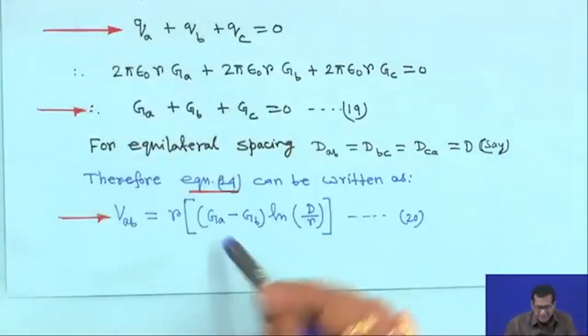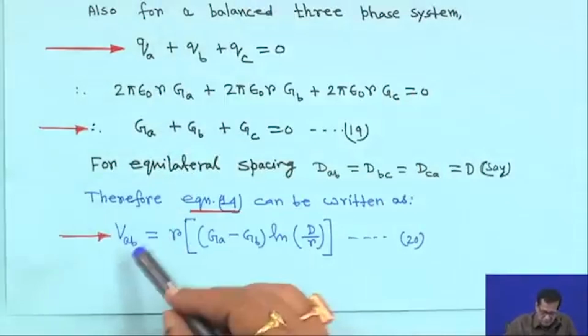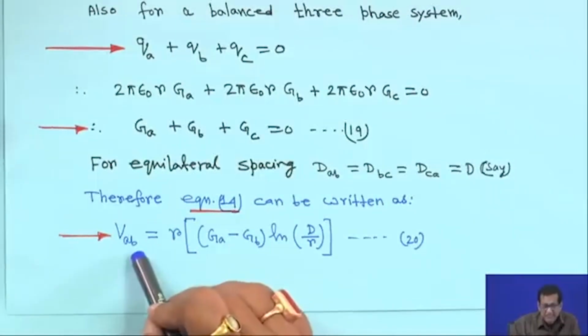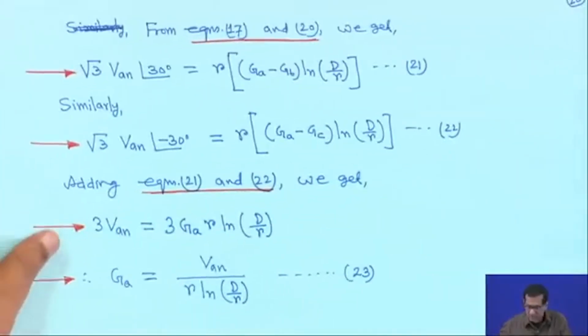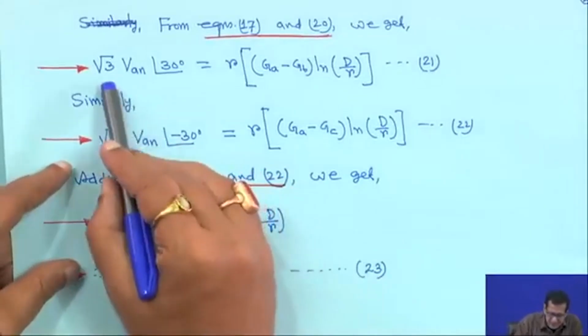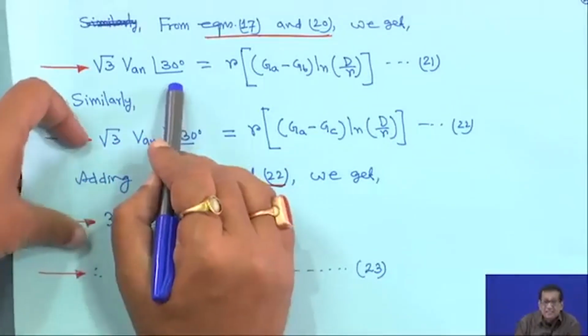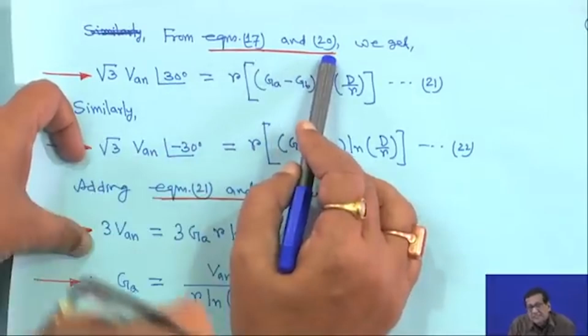And we have seen that VAB is equal to root 3 VAN angle 30 degrees. So this VAB you can write from equation 17 as root 3 VN angle 30 degrees. That is why we are writing from equations 17 and 20.